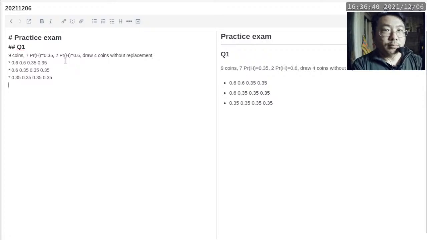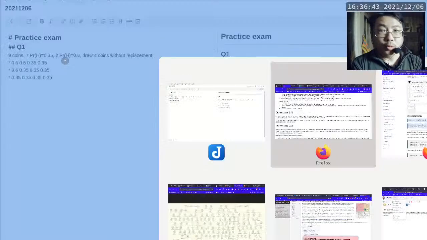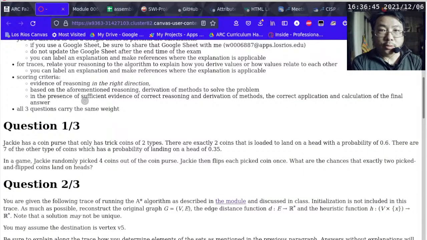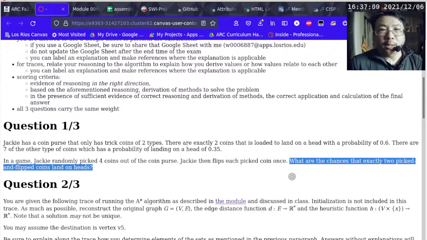Because what we want to figure out, okay? The reason why order is not important is because in the end, we just want to figure out what are the chances that exactly 2 picked and flipped coins land on heads. That particular question does not say anything about only caring when it is the first flip and the last flip that landed on the head. Nope, we just say when exactly 2 picked and flipped coins land on the heads.